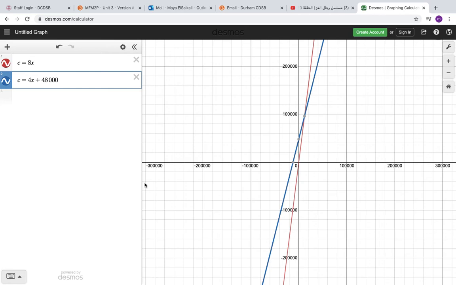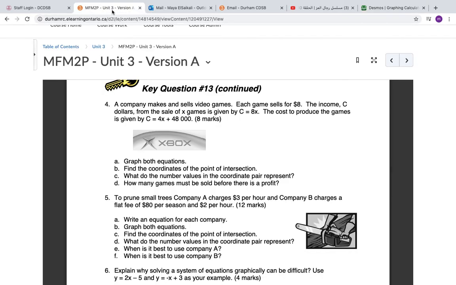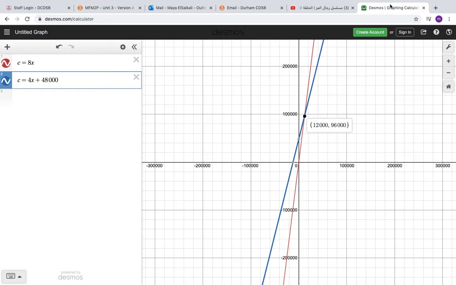To find the point of intersection of these two graphs, you're going to look at the point where both of them meet, and then the equation will give them to you. Remember, X in this case is the number of CDs or video games, and C is the income. So if you're looking at this point here, X is the number of video games and 96,000 is the income.